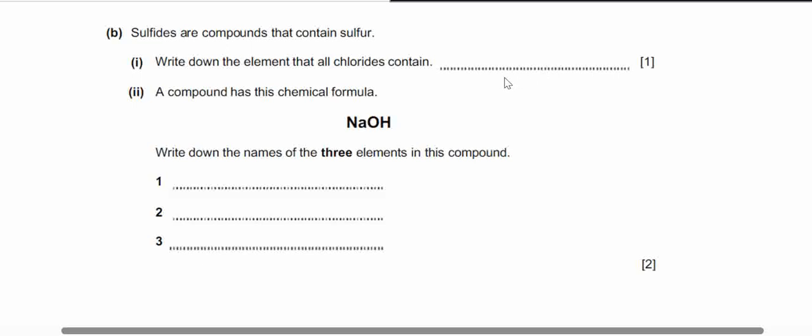10 seconds from now. 10, 9, 8, 7, 6, 5, 4, 3, 2, 1, 0.